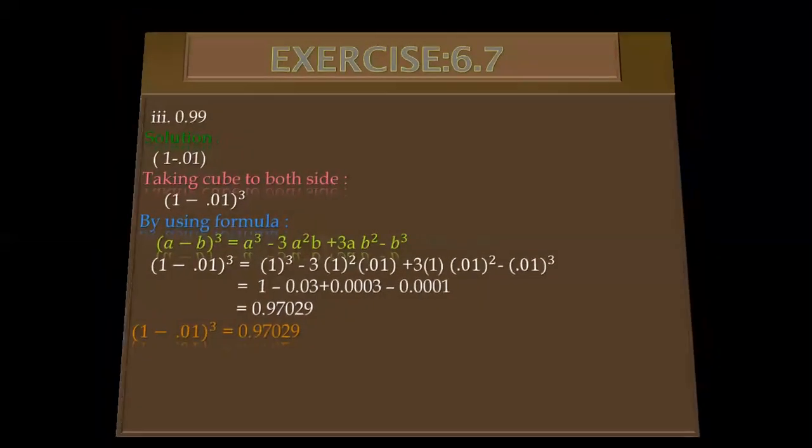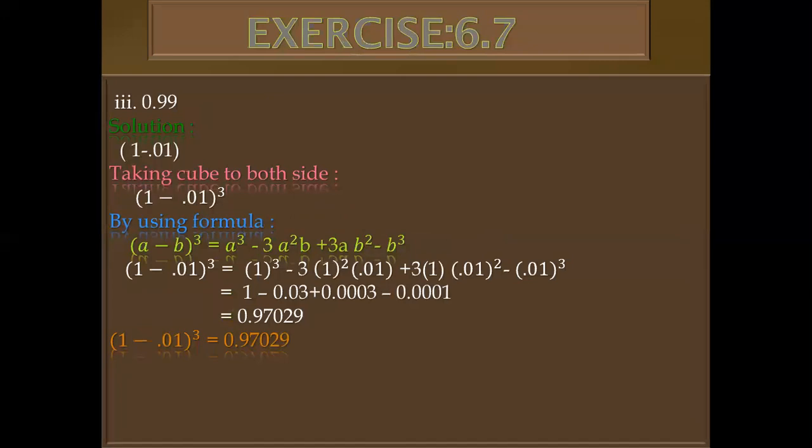Come to the last part and the last question of this exercise, 0.99. The number is small, which means that definitely we subtract two numbers, and those two numbers are 1 minus 0.01. When you subtract this, you see that your answer will be 0.99. Now, according to the question, A is 1 and B is 0.01, and we have the formula of minus.